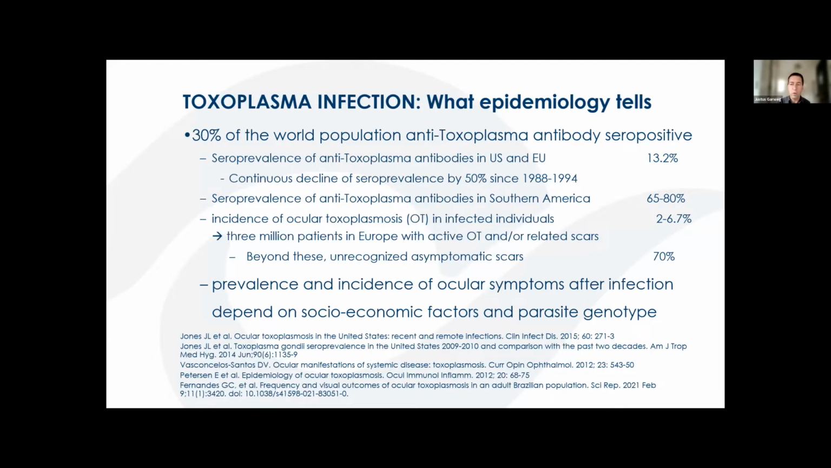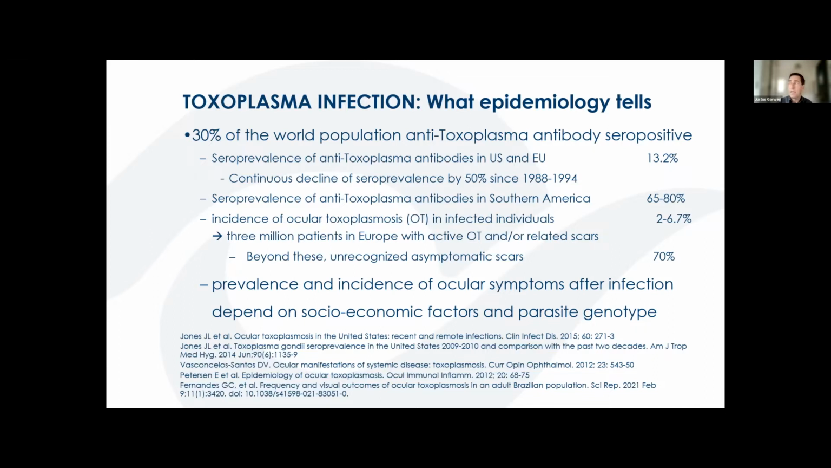So if you do serology testing, you may exclude infection if you have no toxo antibodies. But if you do find toxo antibodies, this is not very much contributing to the differential diagnosis. And this is much more the case in European countries, where more than half of the patients are toxo antibody negative, compared to Southern America, where 20% of the patients are toxo antibody negative.